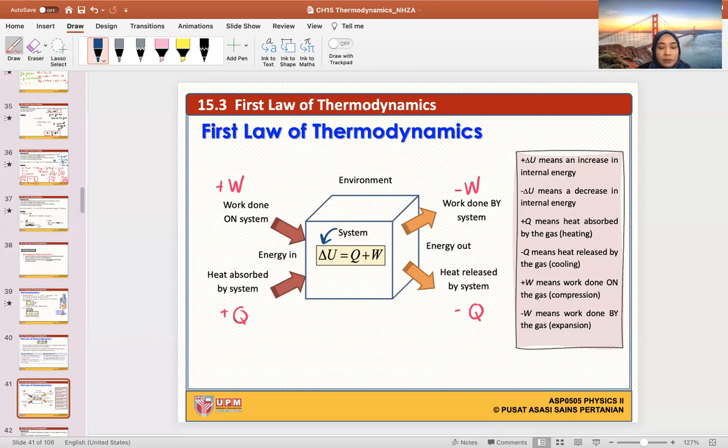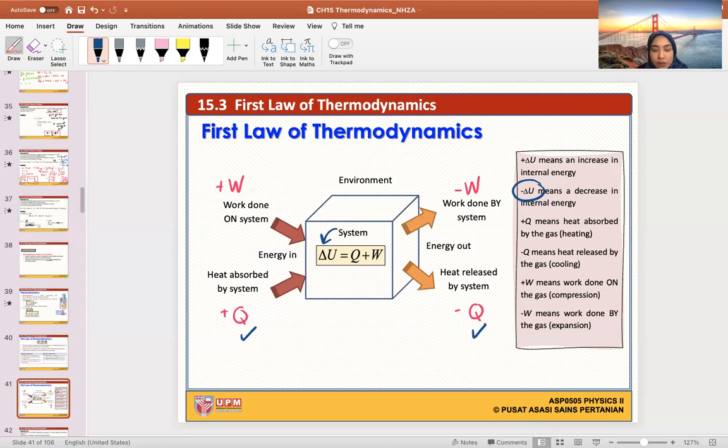And then we have learned about this one. If we absorb heat, it is positive Q. If we release heat, it is negative Q. This part we have already learned in chapter 14. Positive Q, absorb. Negative Q, release. Okay, so let's talk about this one.